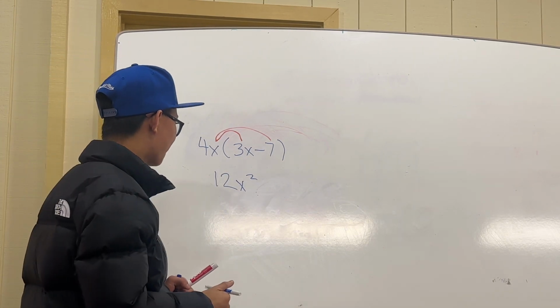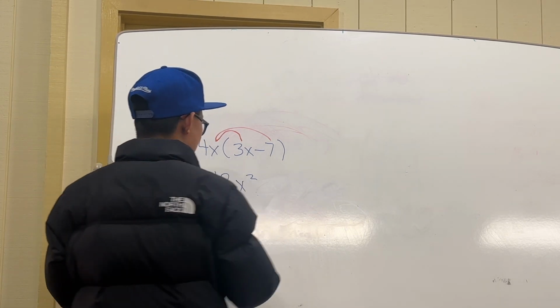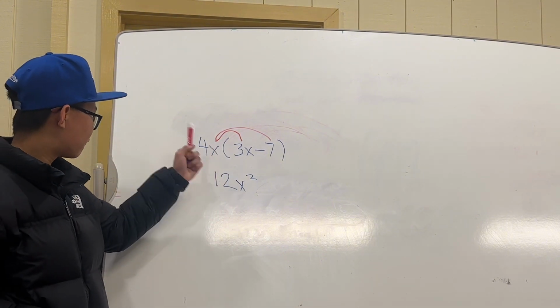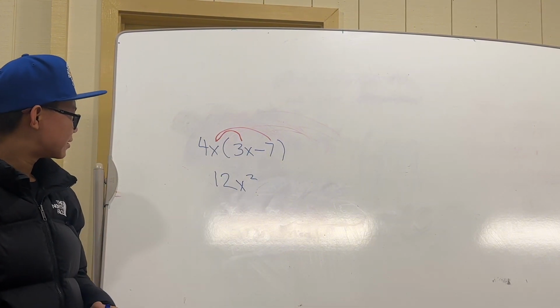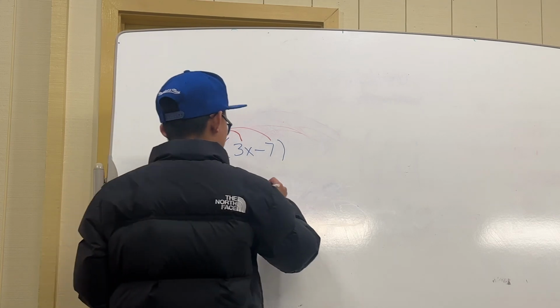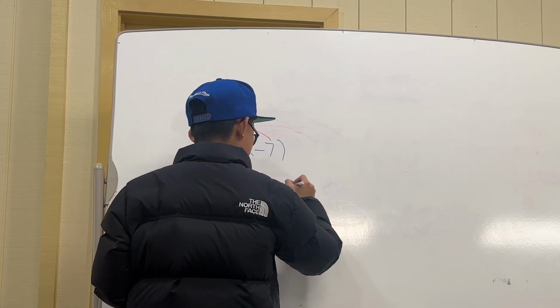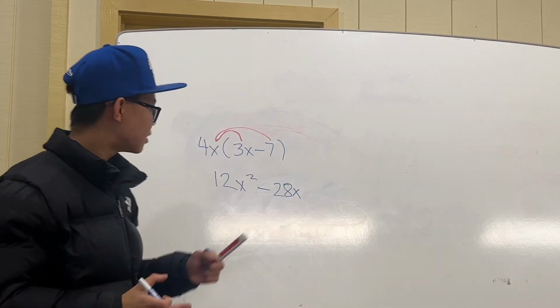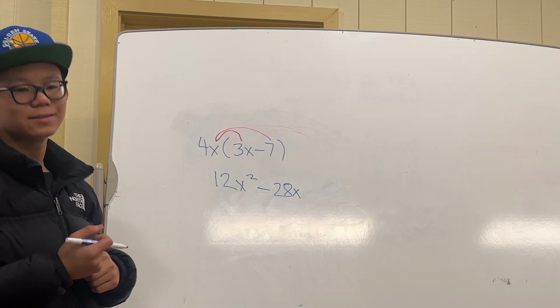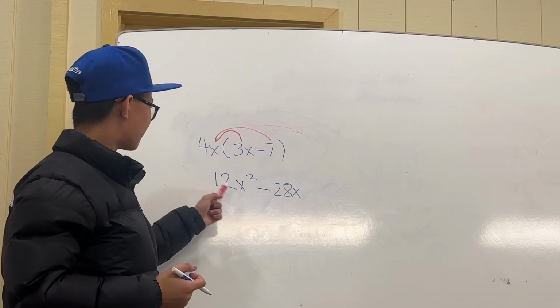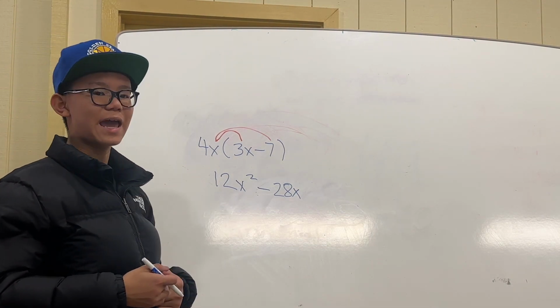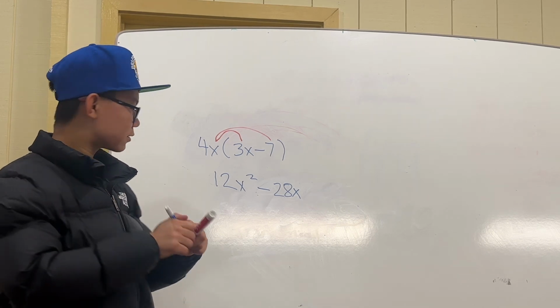So now we have 12x squared, and then here we have 4x times negative 7 is negative 28x. Where did I get the x from? It was from the 4x. So now we have 12x squared minus 28x. And there is your final solution.